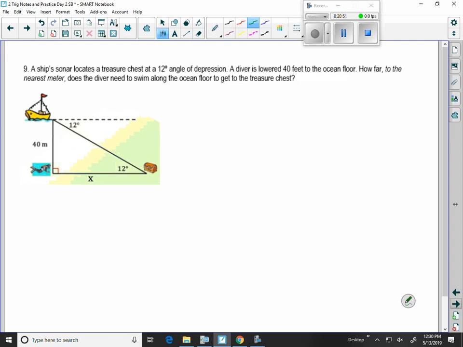A diver is lowered 40 feet to the ocean floor. How far to the nearest meter does the diver need to swim along the ocean floor to get the treasure chest? Imagine Jeremiah's dropped from the boat into the water. He's scuba diving for our treasure. He volunteered as tribute.